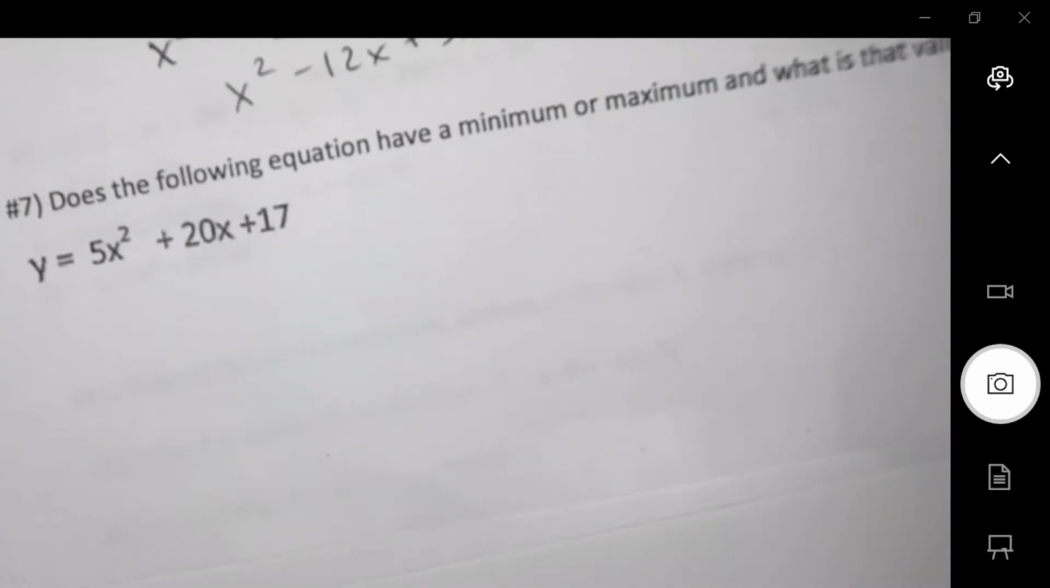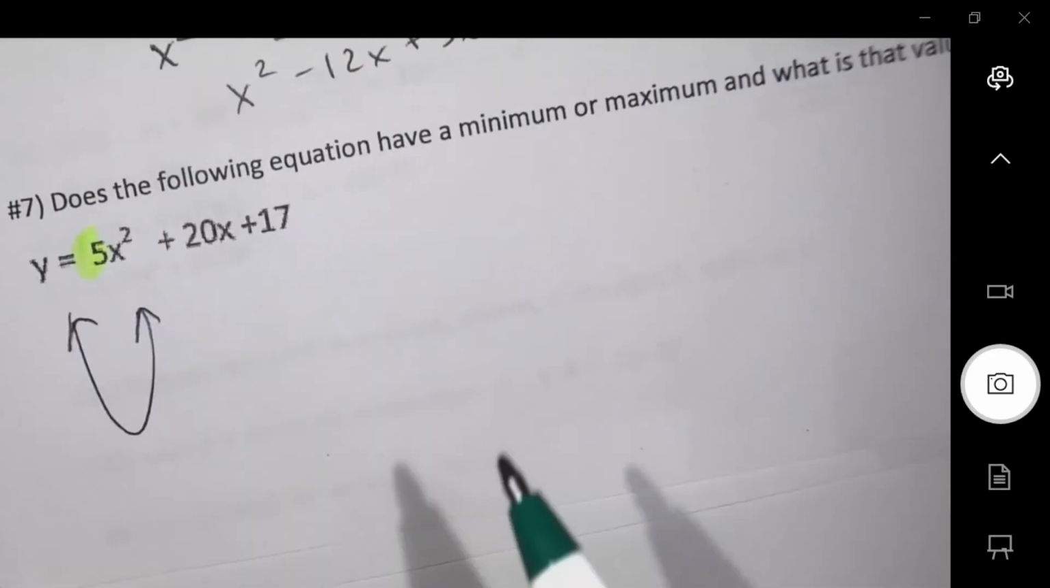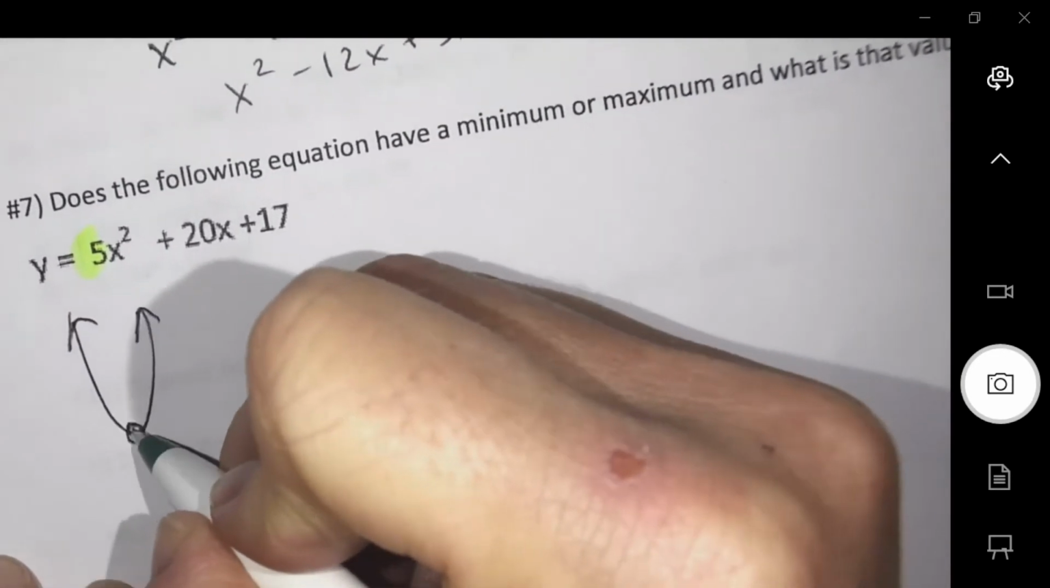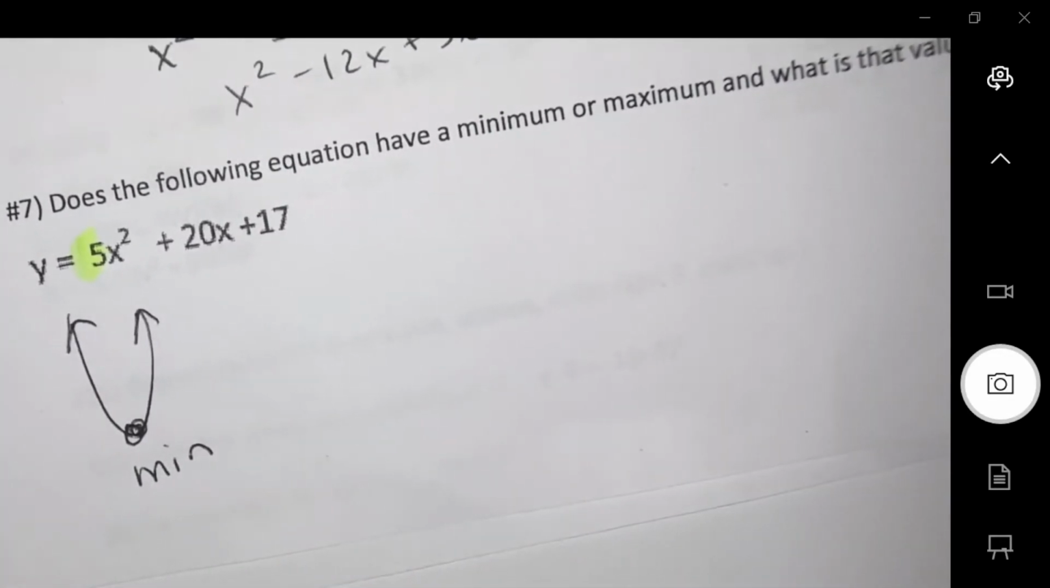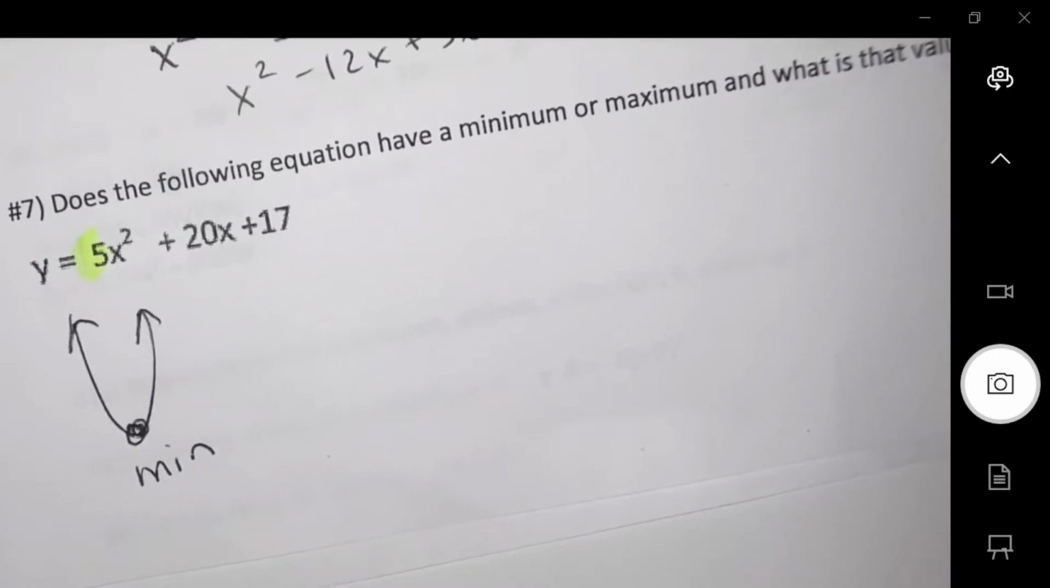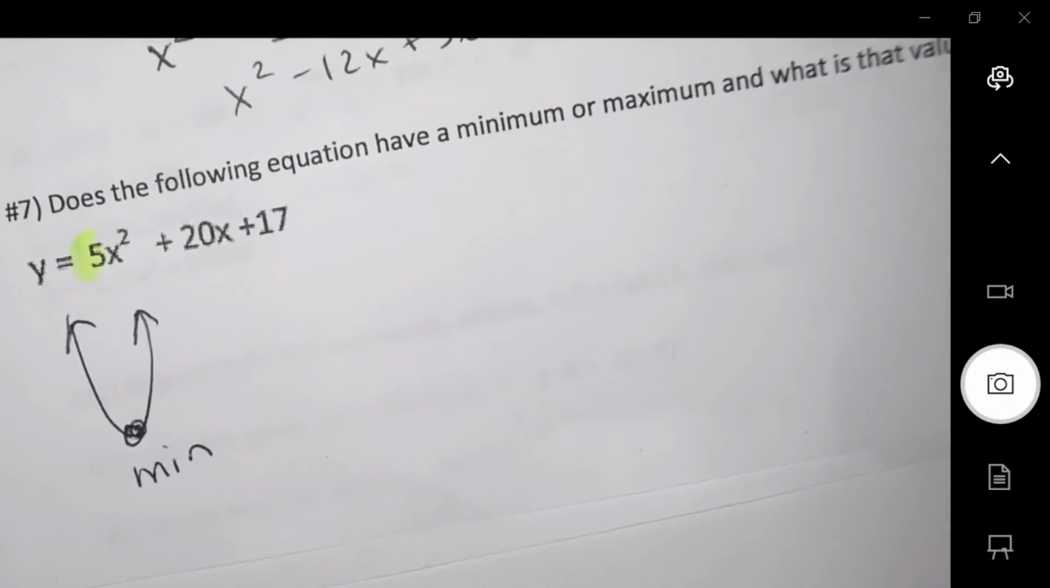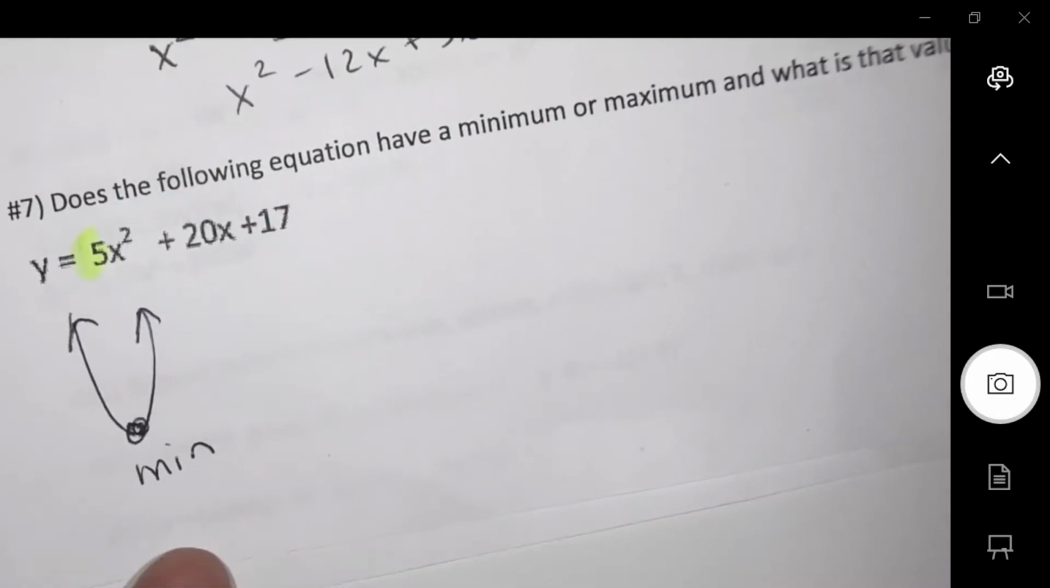Number 7. Does this have a min or a max? A min because I'm looking at the slope, it opens up, so I have a min. And what is that value? So what is the lowest height? What do I have to do to get a low height? What do I have to get to that point?